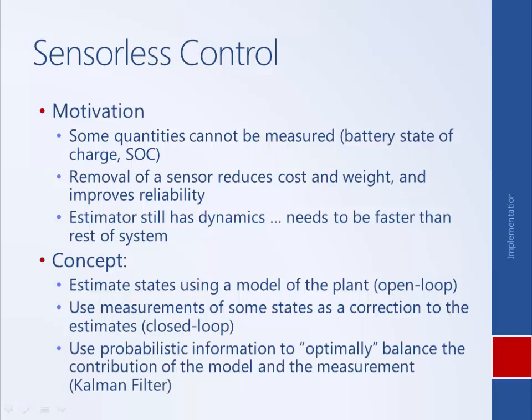We can also try and estimate a quantity that we happen to be measuring. So perhaps we can actually measure velocity, but we know that that measurement has errors in it. And so we can combine that sensor measurement with an estimate from a model to get an even better estimate. And this optimal balance between the sensor reading and the estimate from the model can be done using a technique known as Kalman filtering, which you may have heard of.